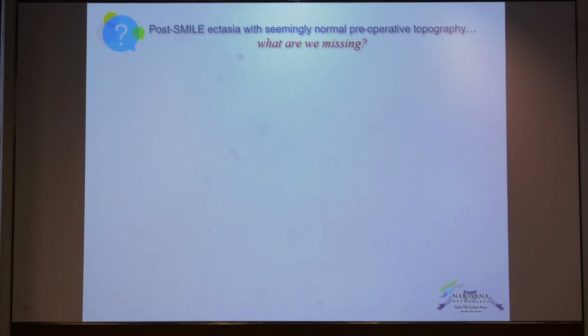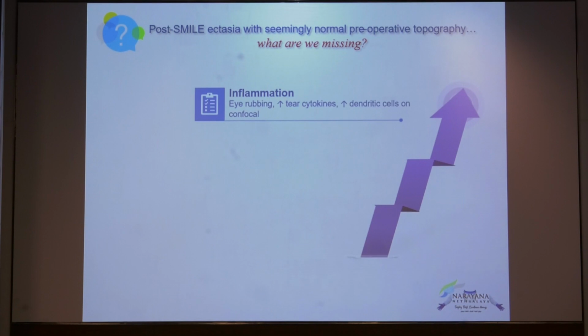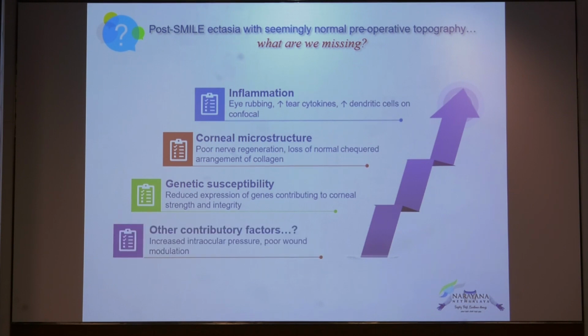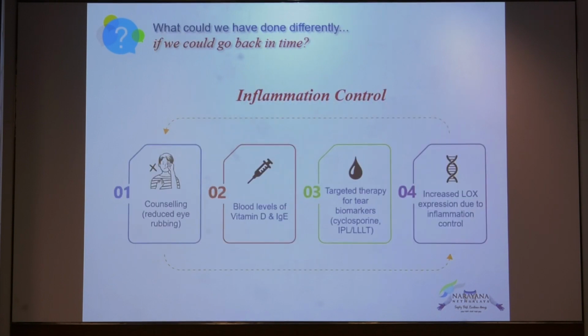So post-SMILE ectasia with a seemingly normal preoperative topography, what are we possibly missing? Number one is factors which suggest inflammation. A history of eye rubbing is important. Elevated tear cytokines, increased dendritic cells on the confocal. Of course, poor nerve regeneration, loss of checkered arrangement of collagen on the PS-OCT, reduced expression of LOX contributing to corneal strength and integrity, and other contributory factors could have been increased intraocular pressure or poor wound modulation.